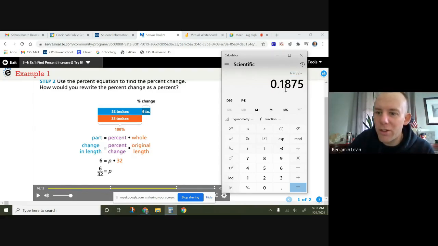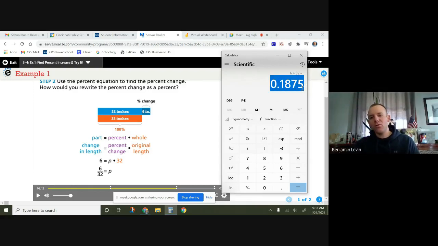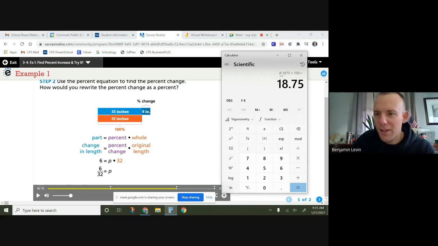Well, I know that to make a decimal into a percent, all I need to do is move this decimal point over 2 spaces, which is the same as multiplying by 100. If I multiply by 100, that moves the decimal over 2 spaces. So again, I want to make a decimal into a percent. I need to move the decimal 2 spaces. There's your percent, right?